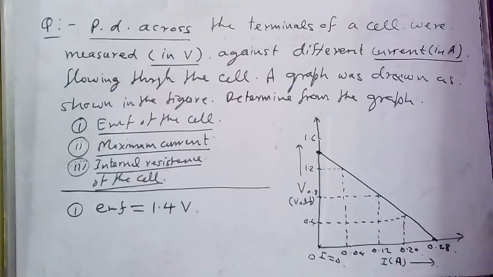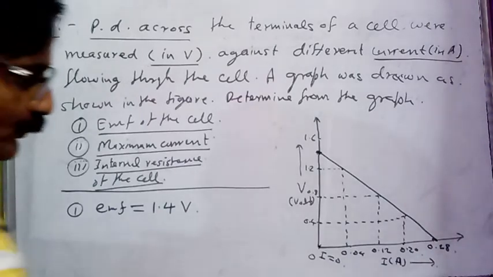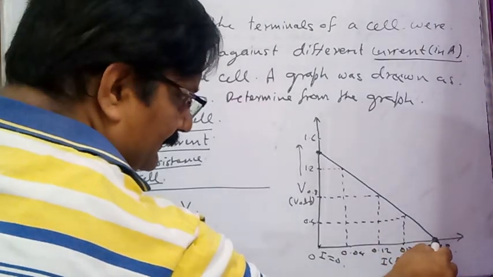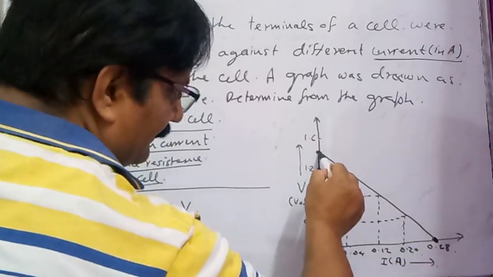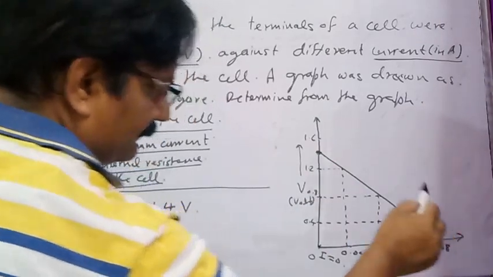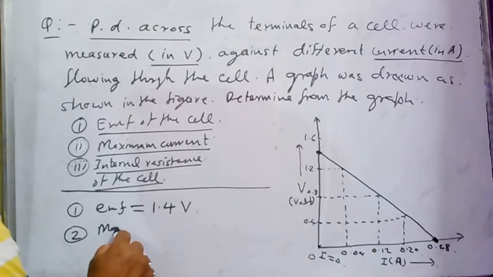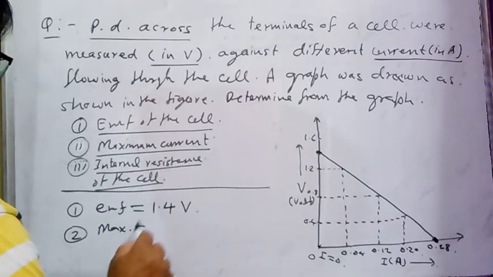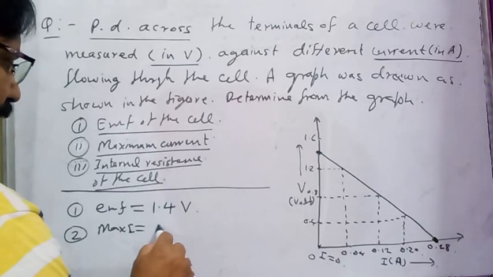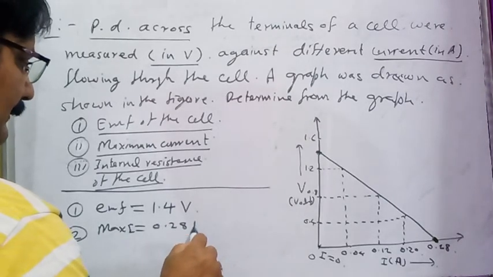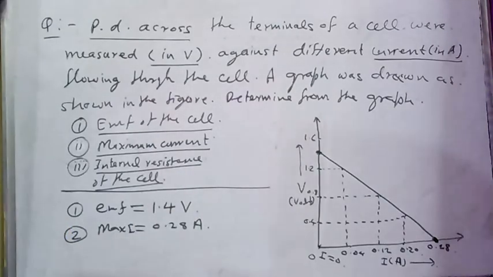What is the maximum current? The maximum current corresponding to this graph is 0.28 ampere. You can see here, this is the maximum value of current. Here the graph touches the current axis. So the answer for the second question, the maximum current in the circuit, I is equal to 0.28 ampere.